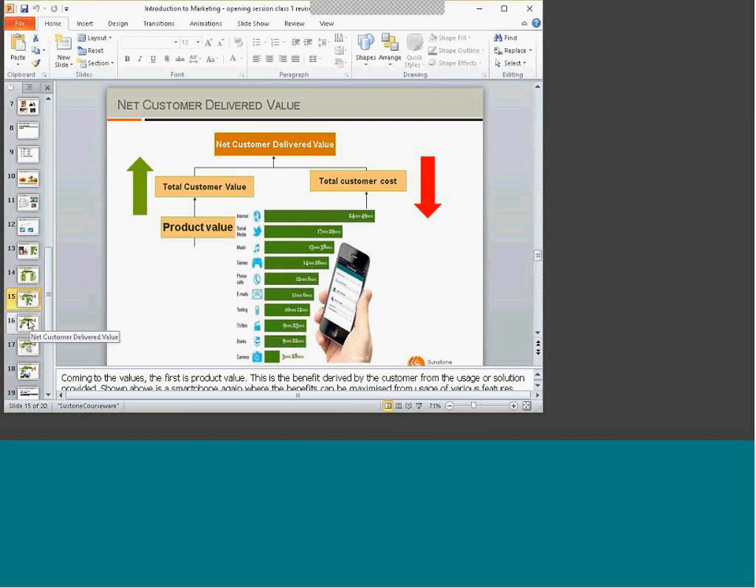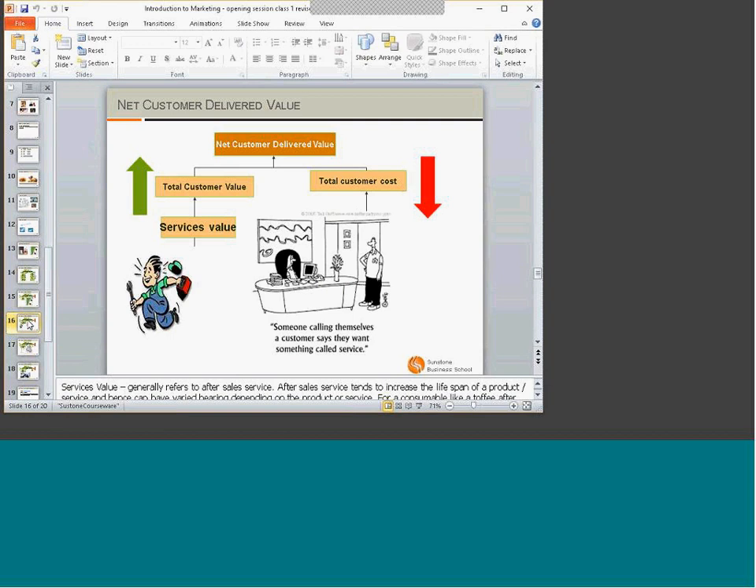The rest is simple. The other one is services value. Services is after sales service. For FMCG products like biscuit or bread, there's hardly any after sales service. But for things like a car or a washing machine, the after sales service becomes important. Select the product, and things will change. So that is the after sales service, services value.